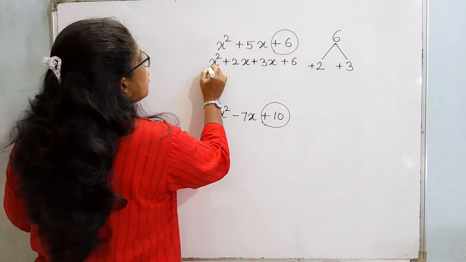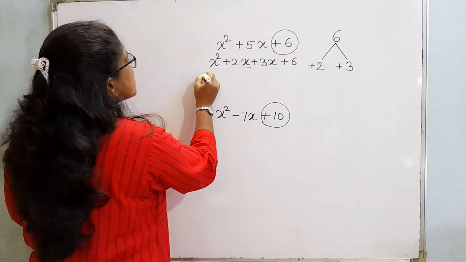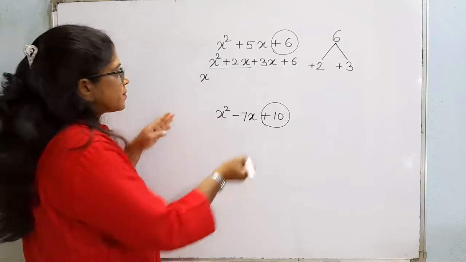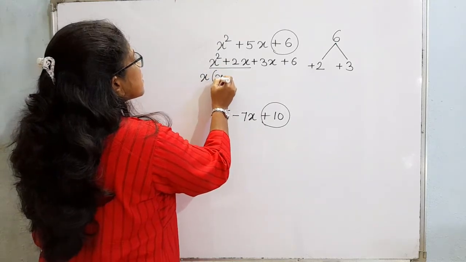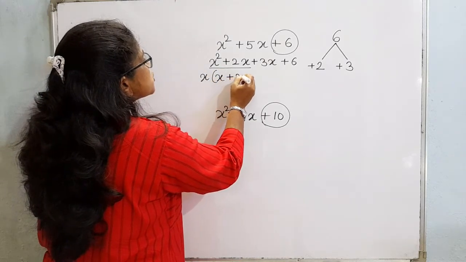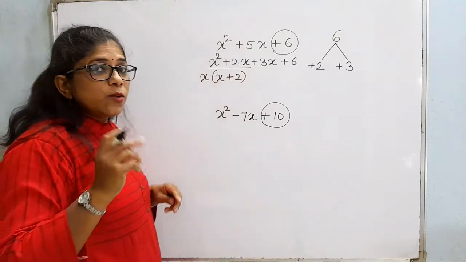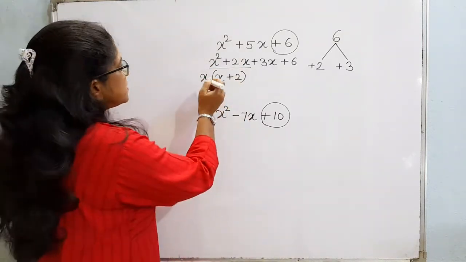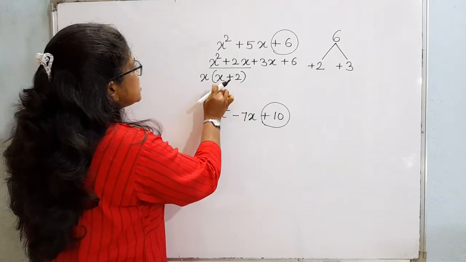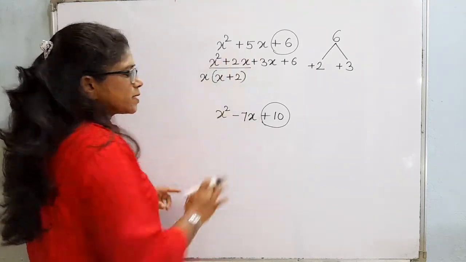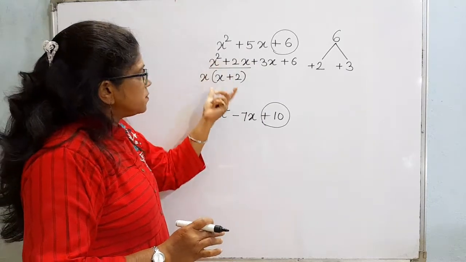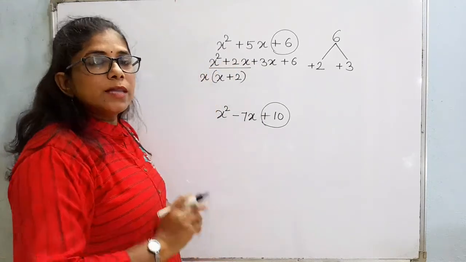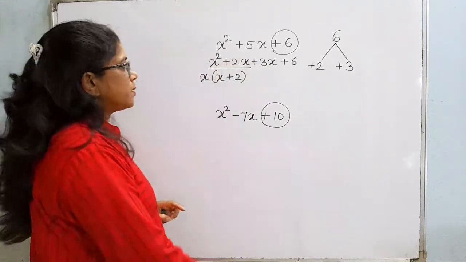Okay. Now from these 2 terms, x is common. x into (x plus 2). Now how to check whether you are going the right way or not? Whenever you write the next step, just in a second multiply. x into x, x square, x into 2, 2x. Yes. If you get the same terms, same answer, that means you are going the right way.